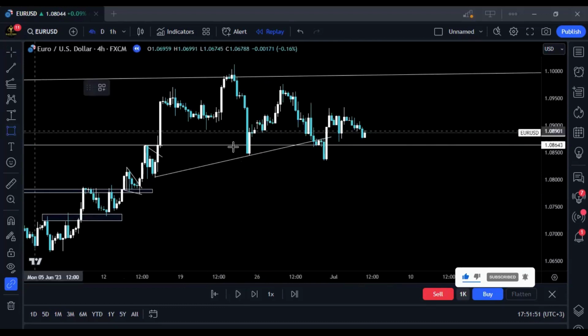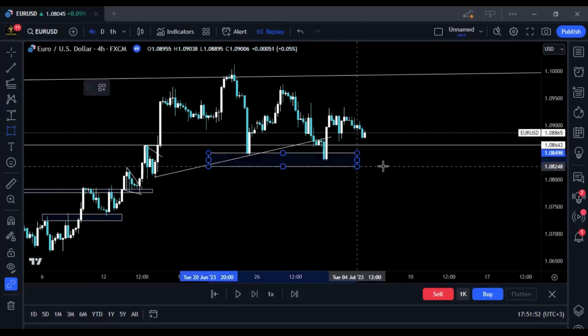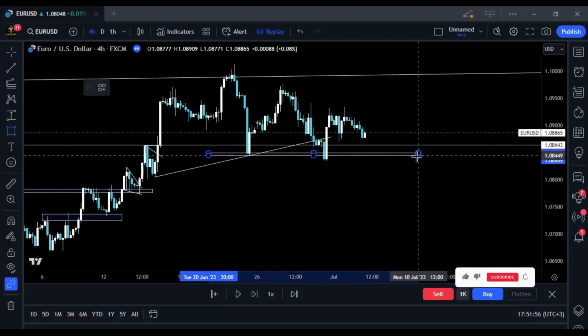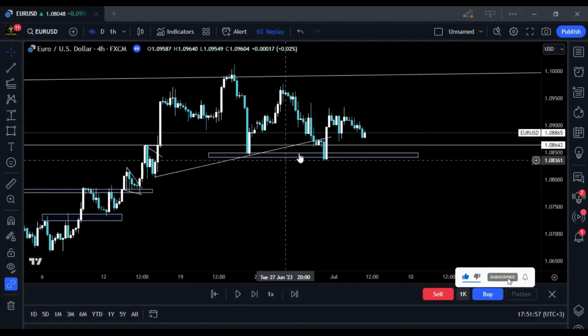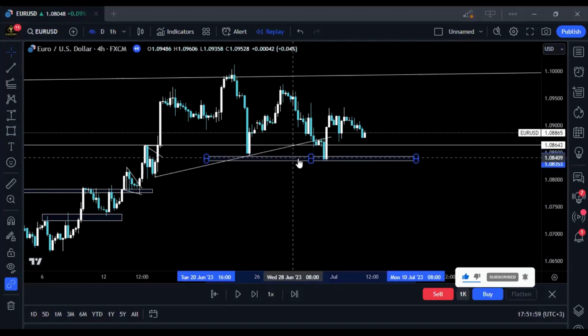So now the only structure that would have been holding these prices would have been somewhere here. I'd cover it like that.